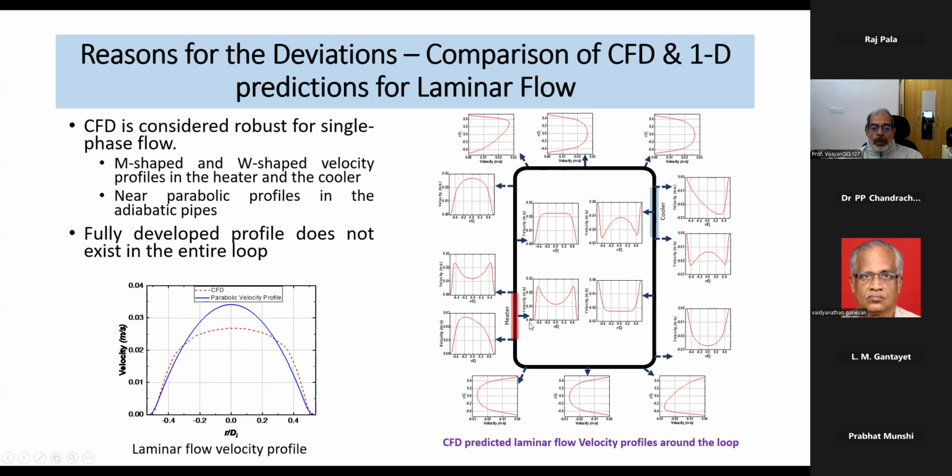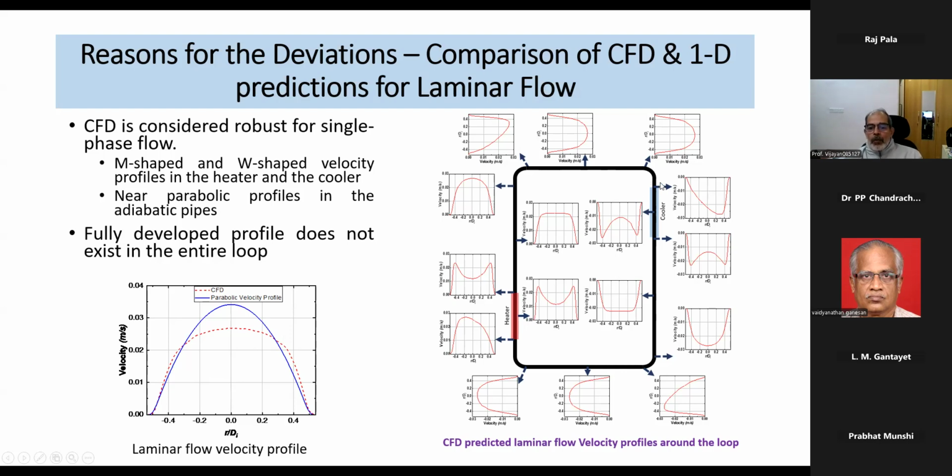But then you see what kind of velocity profiles you get in the heater. You get a typical M-shaped velocity profile in the middle of the heater, and it continues till the end of the heater. And once it enters the adiabatic vertical leg, the velocity profile development starts again, and you get a near parabolic profile here. Now, once it enters the elbow, it gets disturbed, and developing starts again, and you get an almost fully developed profile at the end of the horizontal leg.